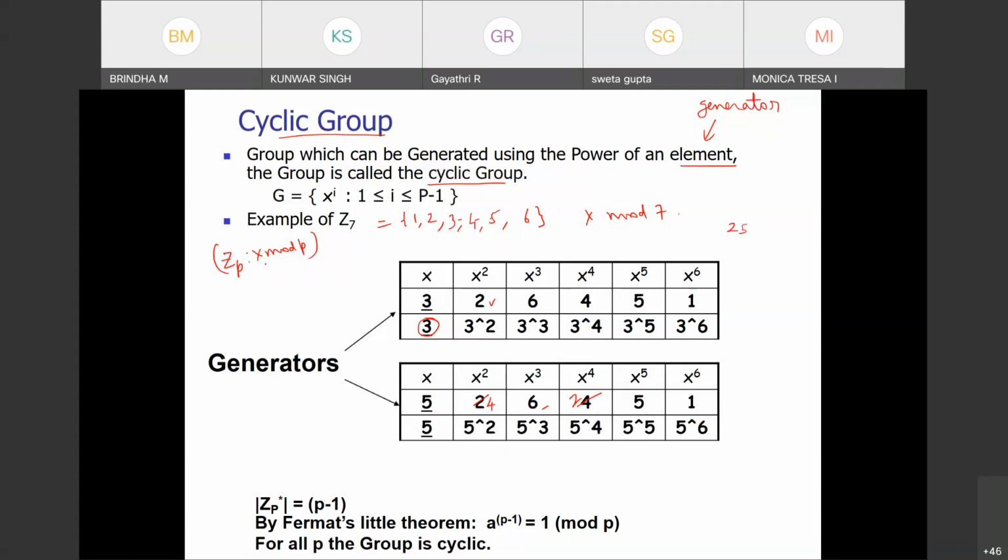And this is used in the ElGamal cryptosystem. You might have heard about the ElGamal cryptosystem. So the first requirement there is the cyclic group Zp. That is the cyclic group. Okay, so that is it. If you have any doubt, you can just unmute and ask me.